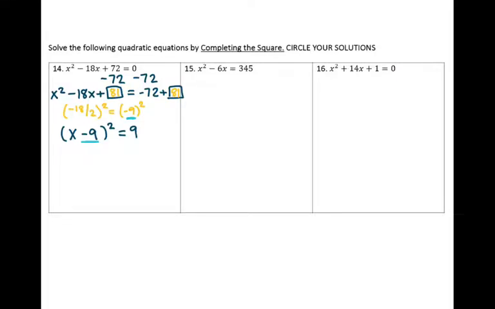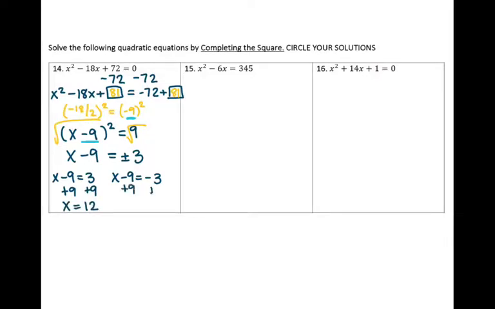Now I'm going to continue to solve. I'm going to take the square root of both sides. On the left, that leaves me with x minus 9. The square root of 9 is 3, but anytime you are taking the square root, we need that plus or minus. That's going to allow us to get our two answers. So now I'm going to separate to get two equations: x minus 9 equals 3, and x minus 9 equals negative 3. Going to solve both of these. First one, I get x equals 12. Second one, I get x equals 6.